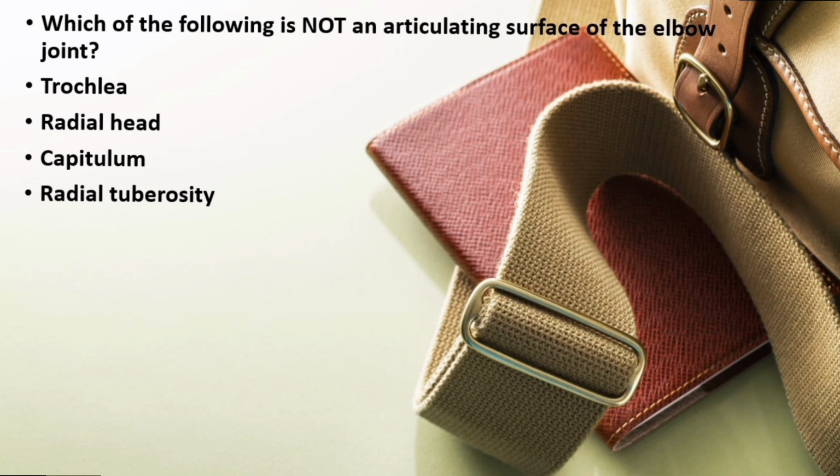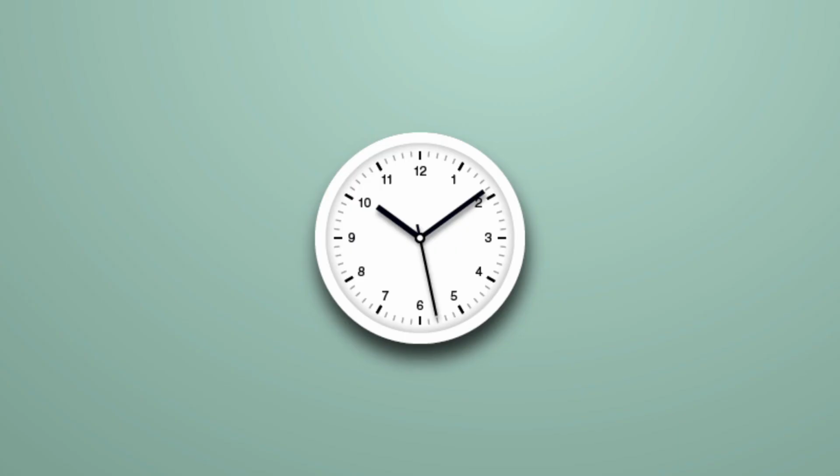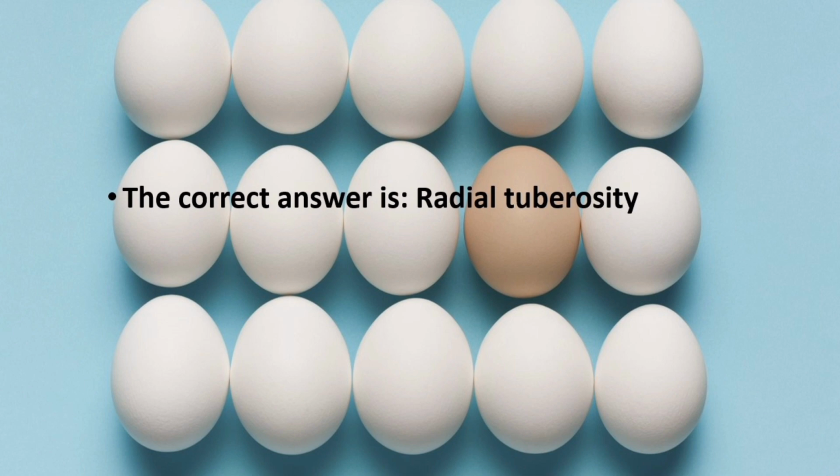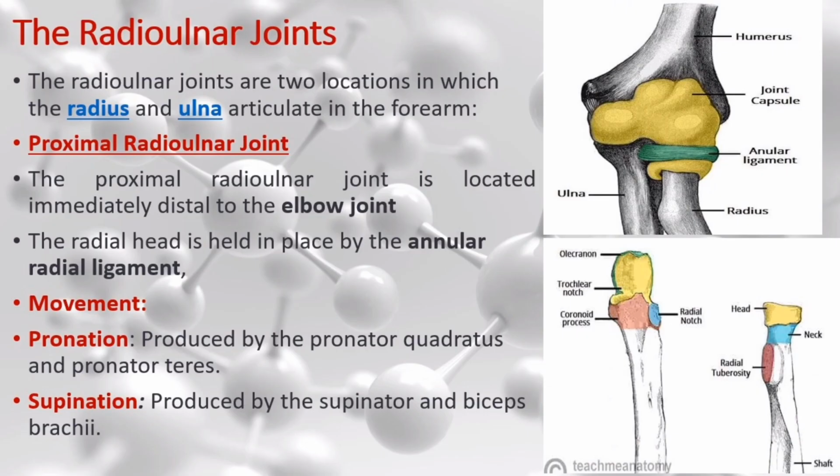Quiz. Which of the following is not an articulating surface of the elbow joint? Trochlea, radial head, capitulum, radial tuberosity. The correct answer is radial tuberosity.